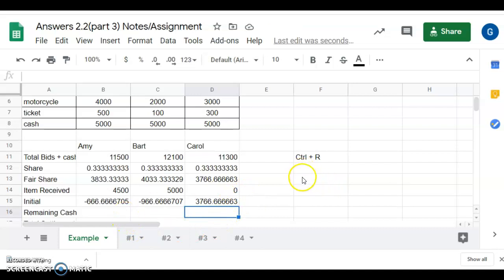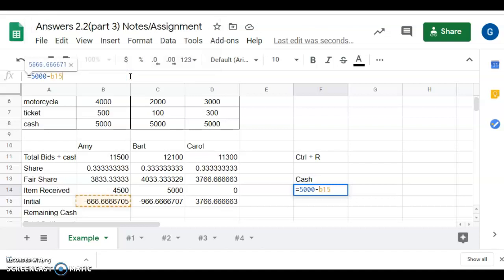All right, so the remaining cash. So I'm just going to divvy this up over here. So our initial cash was 5,000, but then we needed to subtract, or the cash given by the estate was 5,000. We need to subtract everybody's leftover cash. So we're going to take that 5,000 minus B15. I've got to go equals, there we go.